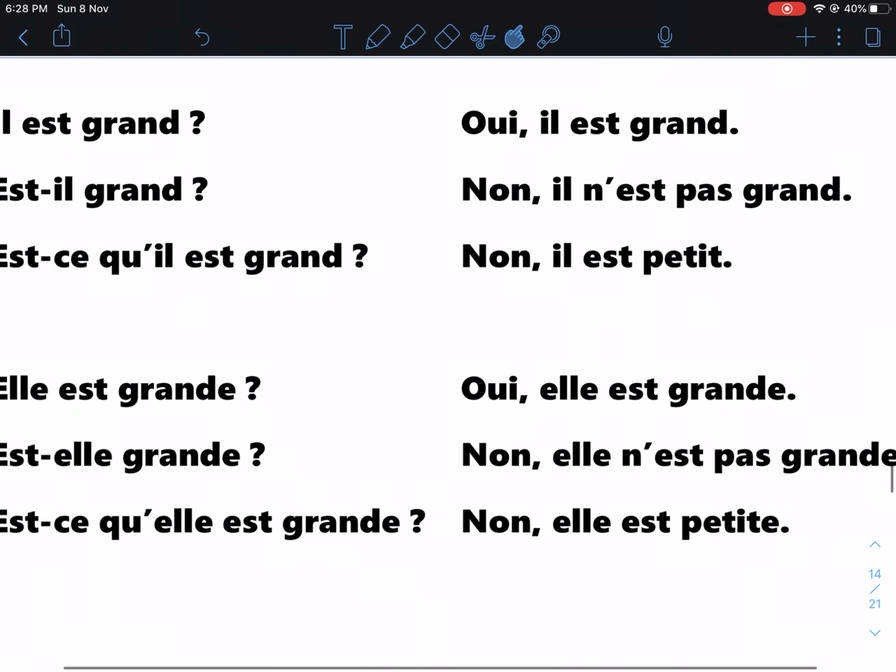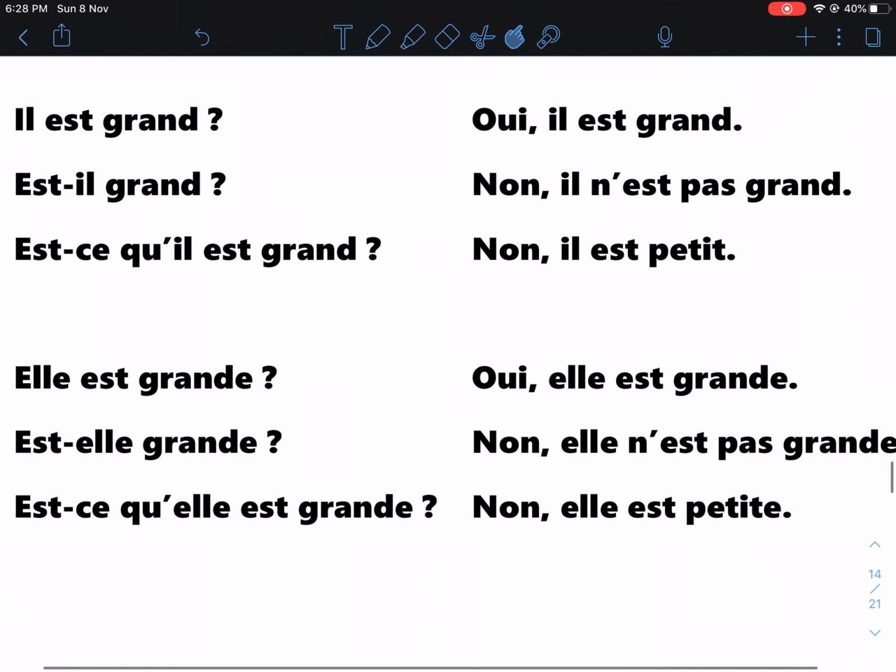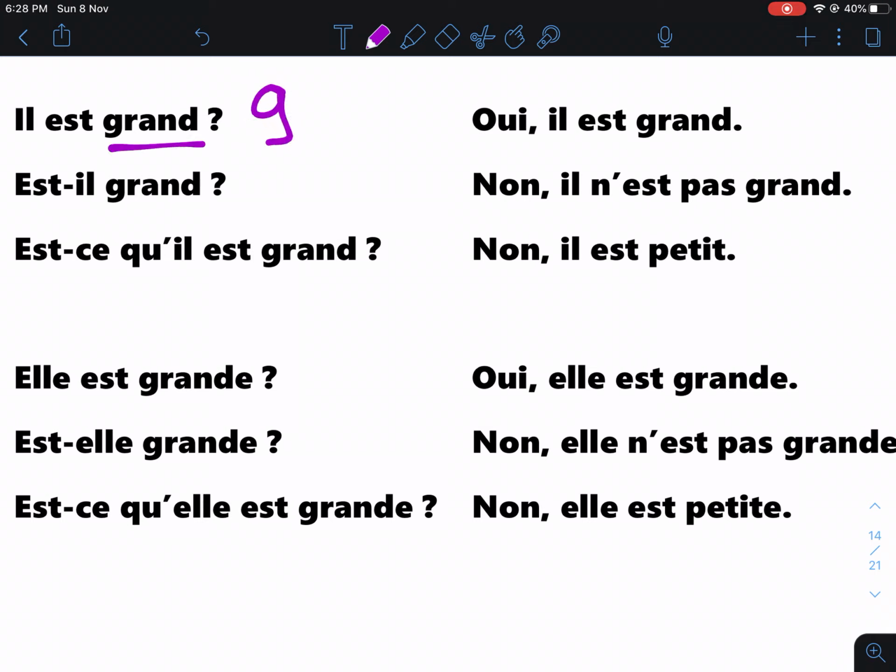Alright, let's move to the next point. You have a few adjectives here as well. This one is pretty easy. Grand, with a G, means big and tall. So you have grande, stress at the D. Remember, adjectives have a masculine form and feminine form, and singular and plural forms as well. But here we're just looking at the singular form, male and female. So for grand, you have two: grand, grande, big and tall. Then petit, small, and petite, small.